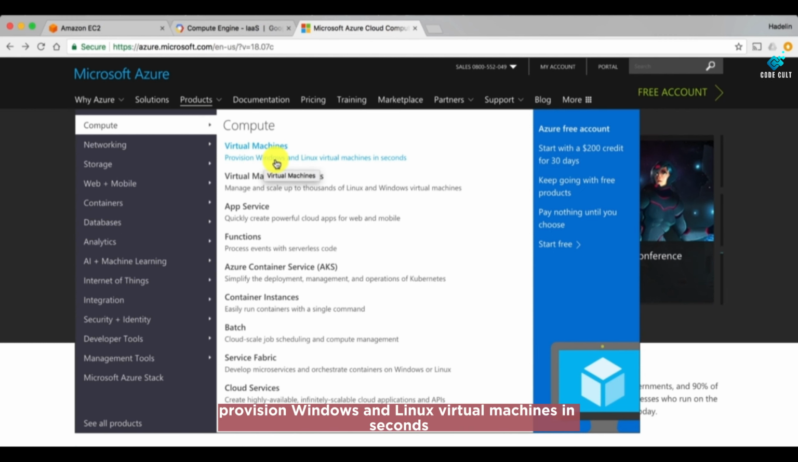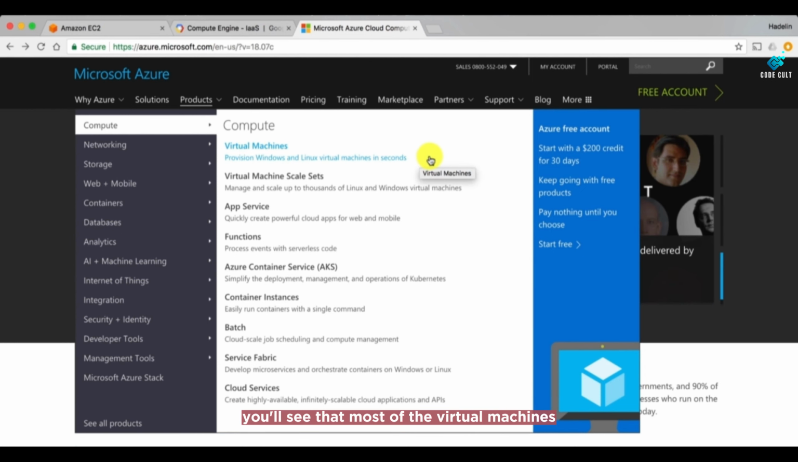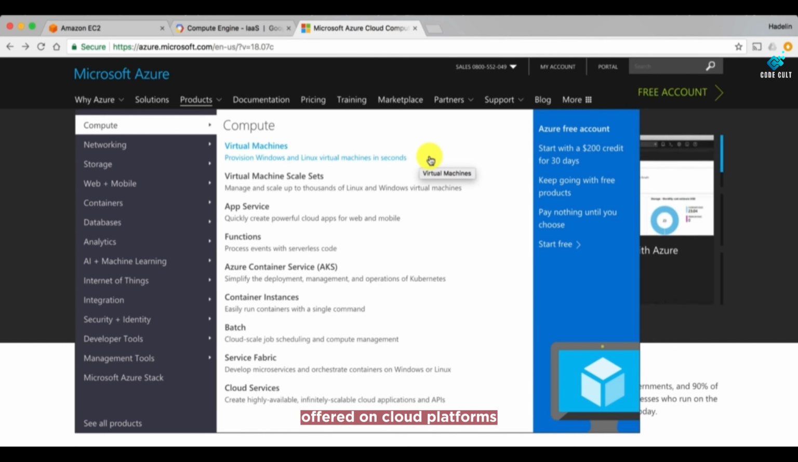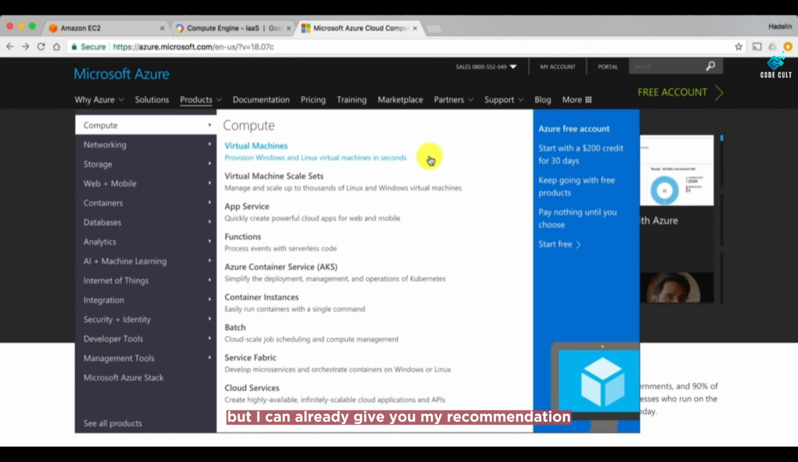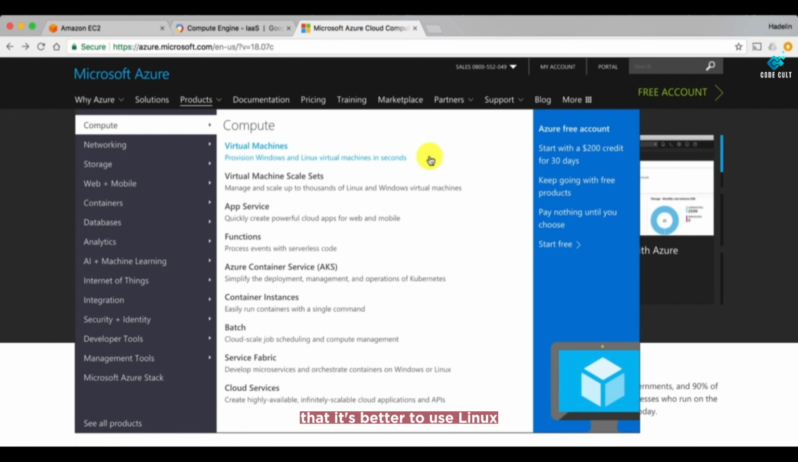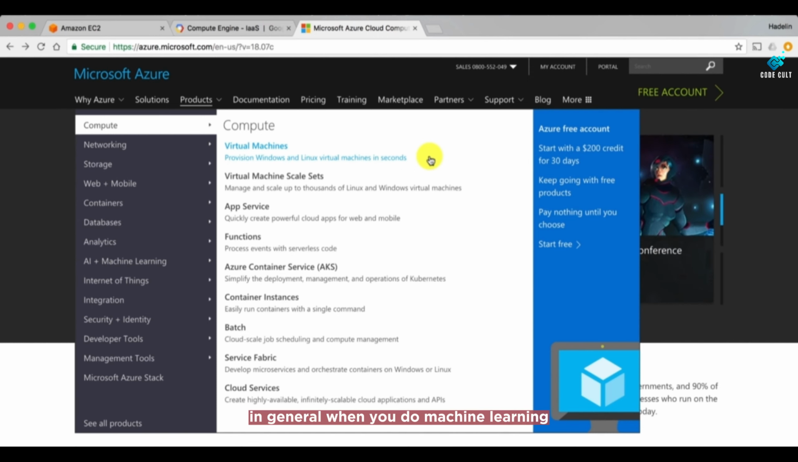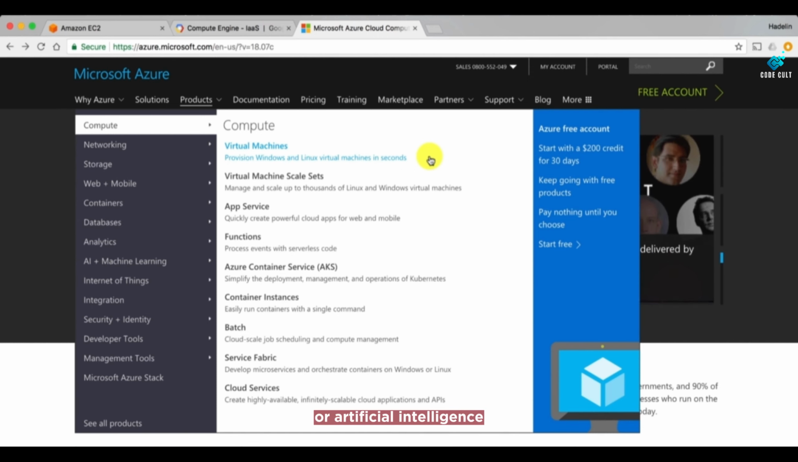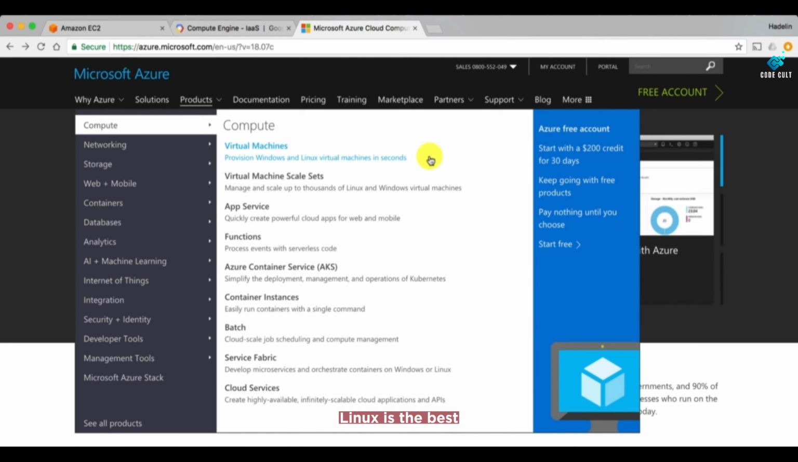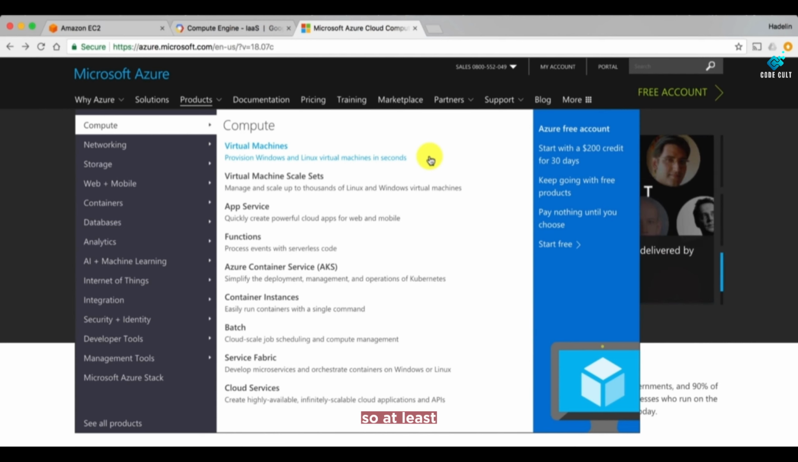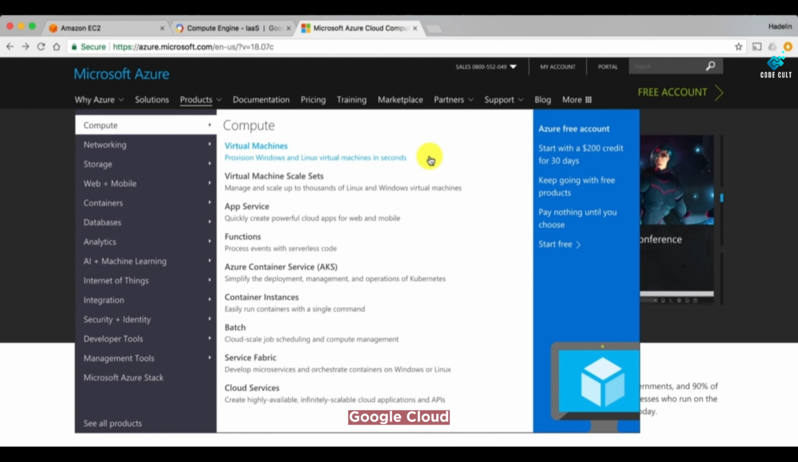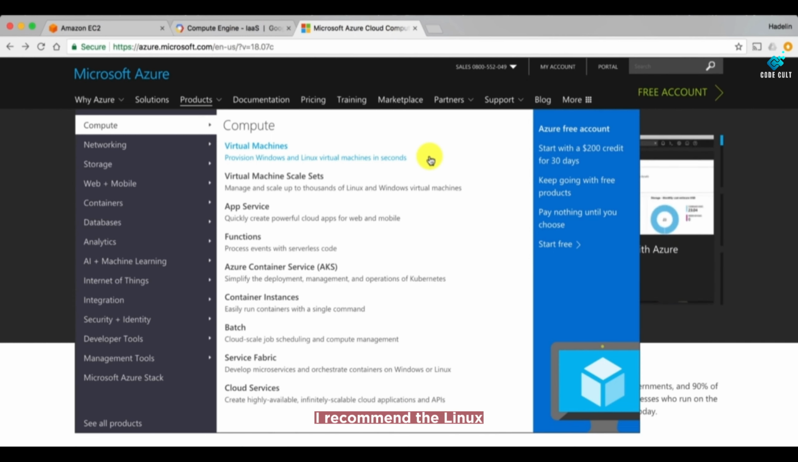Virtual machines, provision Windows and Linux virtual machines. In a second, you'll see that most of the virtual machines offered on cloud platforms are either Linux or Windows virtual machines. But I can already give you my recommendation that it's better to use Linux virtual machines. In general, when you do machine learning, deep learning, or artificial intelligence, Linux is more recommended than Windows. And even I'd say that Linux is the best operating system to do some machine learning or artificial intelligence. So at least whether you choose Amazon, Google Cloud, or Microsoft Azure Cloud, I recommend the Linux virtual machine instead of the Windows virtual machines.